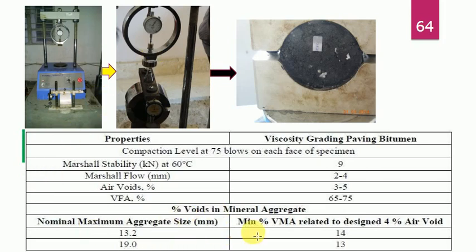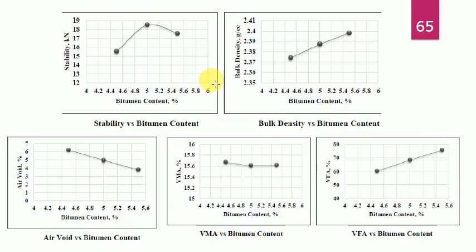And these are certain values to check, as I told earlier: based on your bitumen content you have to check whether the VFA value is within the range or not, and whether your VMA value is within the range or not. After that you have to plot graphs based on the bitumen content. At 3 different bitumen contents you get 3 stability values, and then you get 3 bulk density values, 3 air void values, 3 VMA values and 3 VFA values.